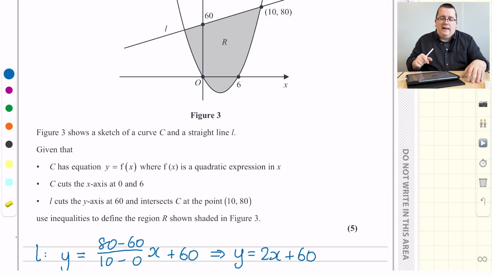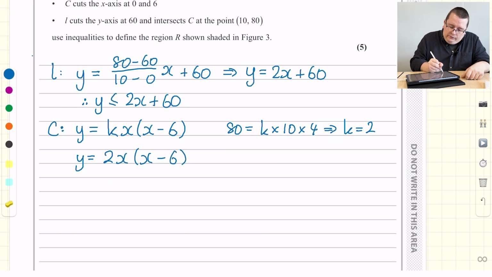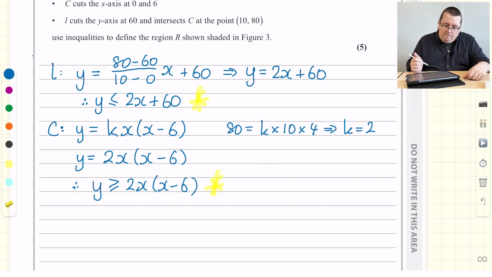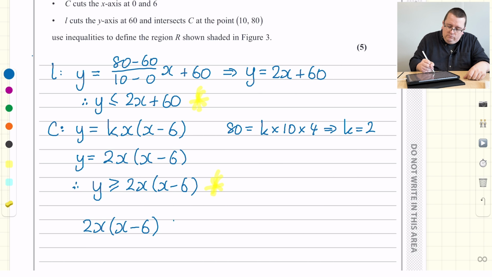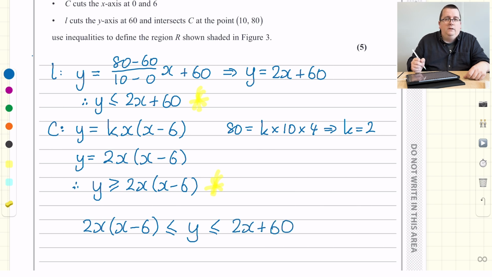And the region we're looking at is the region above the curve. So therefore, y must be greater than or equal to 2x(x take away 6). So we now have these two inequalities that we can bring together in one. So y must be greater than or equal to 2x(x take away 6), but less than or equal to 2x plus 60. And that's my answer.